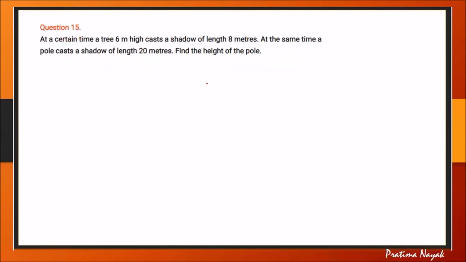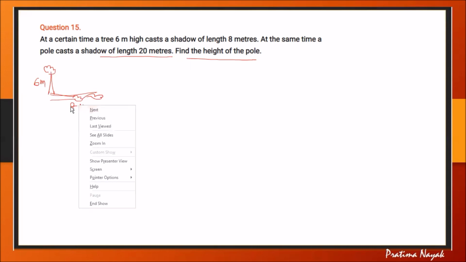Question number 15. At a certain time, a tree 6 meter high casts a shadow of length 8 meter. At the same time, a pole casts a shadow of length 20 meter. Find the height of the pole. You can understand that this is another application in real life. There is a tree, it is giving a shadow. The tree is 6 meter and it is giving a shadow of 8 meter here.